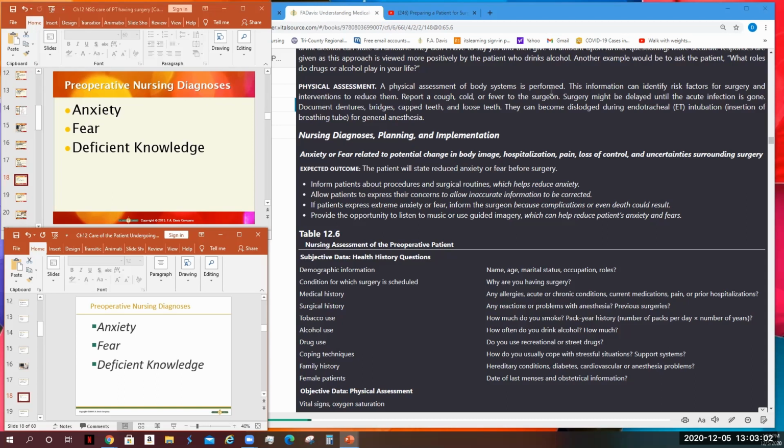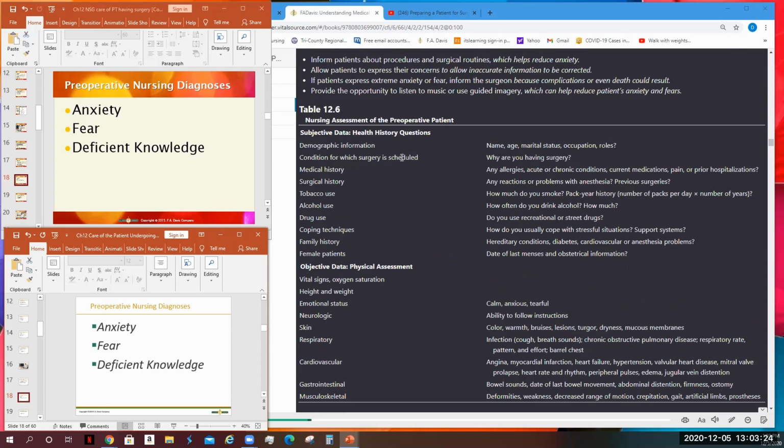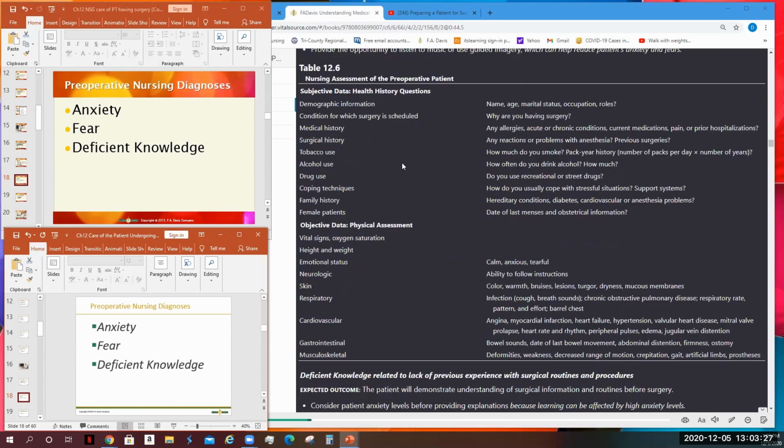If patients express extreme anxiety or fear, inform the surgeon because complications or even death could result. Provide the opportunity to listen to music or use guided imagery, which can help reduce patients' anxiety and fears. Table 12.6, Nursing Assessment of the Preoperative Patient.